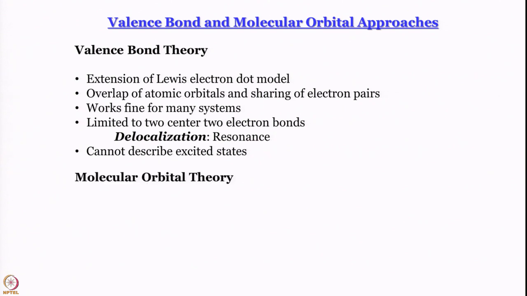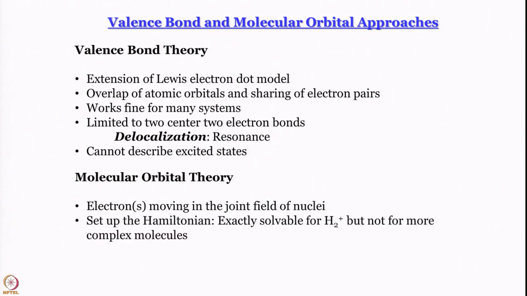So the way out is to use molecular orbital theory, in which you consider the electrons to move in the joint field of nuclei, and you set up the Hamiltonian. Well, we will set up the Hamiltonian for valence bond theory as well today. But in molecular orbital theory, you set up the Hamiltonian, and you can solve the Schrodinger equation with this Hamiltonian exactly for H2+, and we will not even do it. But the moment you add one more electron, you encounter the usual complications that we got with many electron atoms.